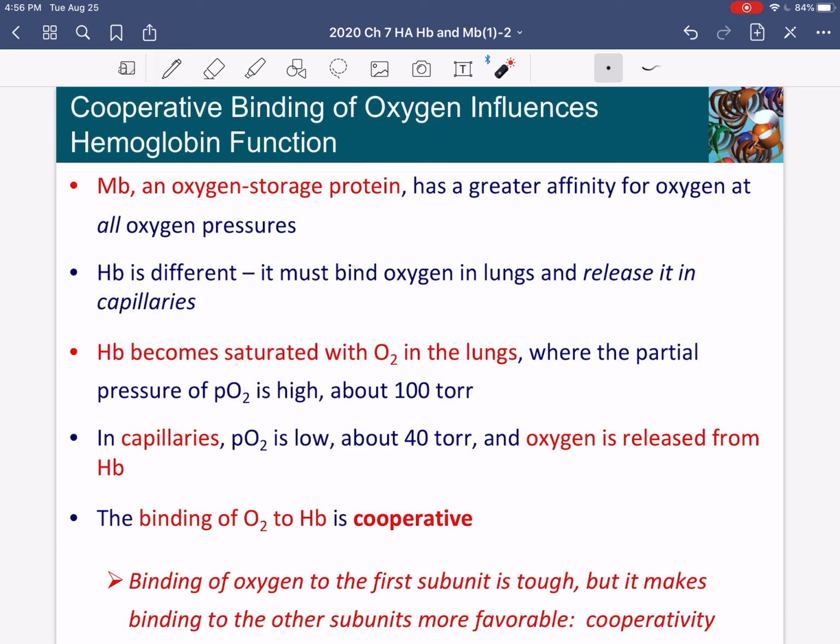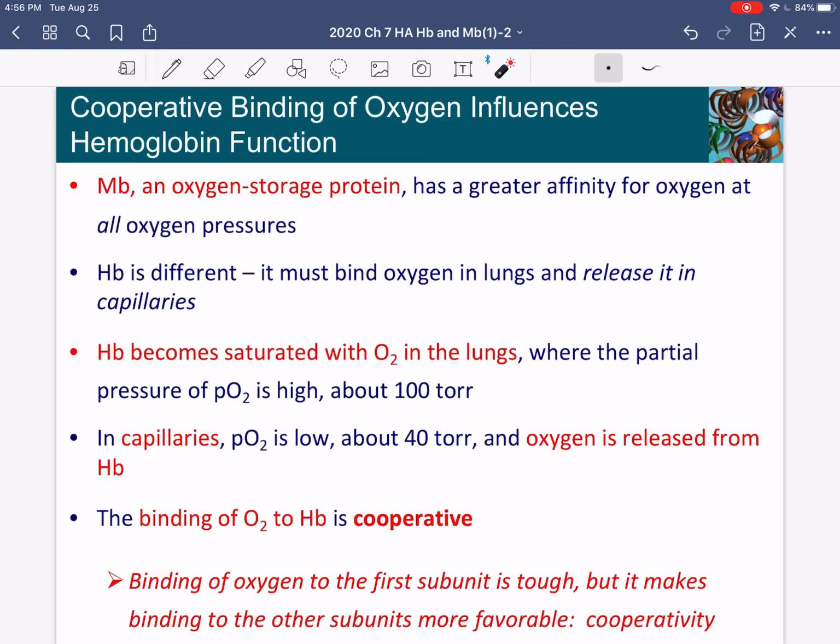All right, so that makes sense when you think of the functions of these two proteins. Myoglobin, whose function is to store oxygen, has a high affinity for oxygen at almost all oxygen pressures. Unless the muscles are under huge demand, say for fight or flight, the myoglobin is going to remain bound to its oxygen. Hemoglobin is different.